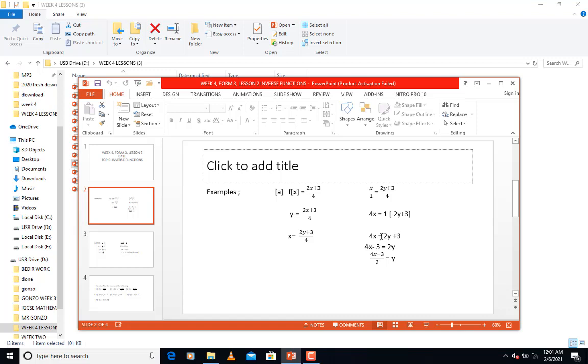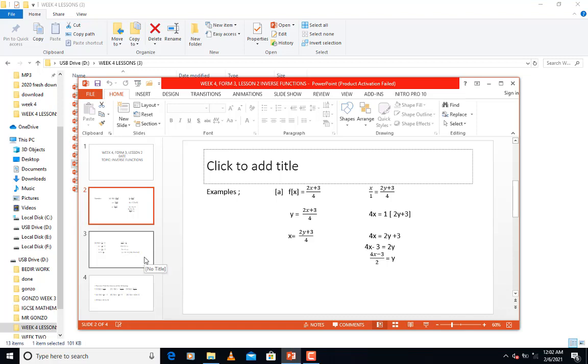From here, now make y the subject of the formula. That is step number 3. 4x minus 3 is equals to 2y. As you can see, I've taken positive 3 to that side, it becomes negative 3. Now make y the subject. Divide both sides by 2. You get y is equals to 4x minus 3 over 2. That is how you find the inverse of a fractional function. The methods are still the same. The steps are the same.